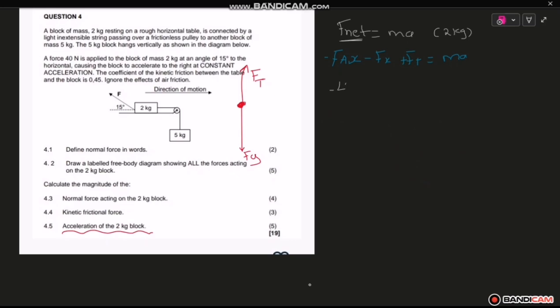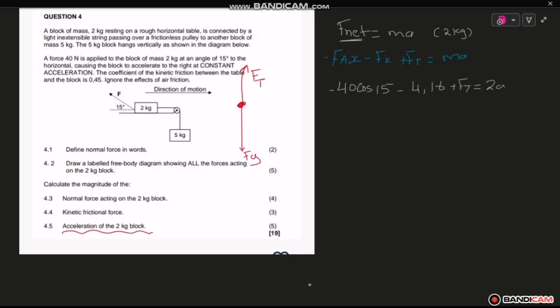Okay, let me wipe this here so that we can have enough space to do our calculation. Now we do have the value of FA, which is 40, therefore it will be negative, 40 cos, then you put the angle, minus FK. We do have FK that we calculated, right? The FK that we have was 4.16, plus FT equal to 2A, the mass and the acceleration.